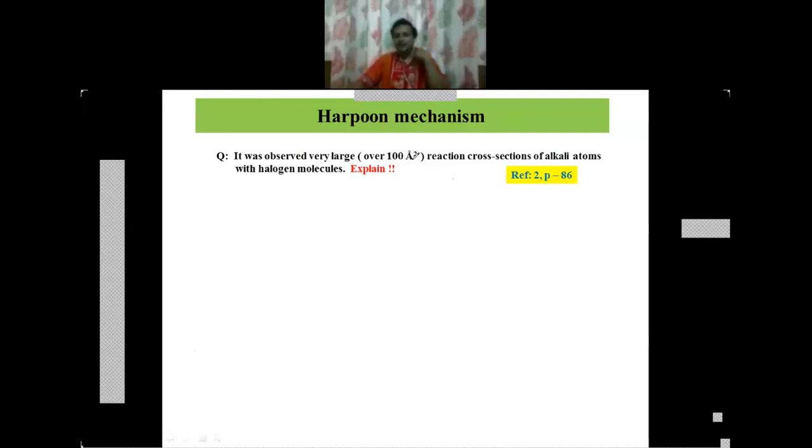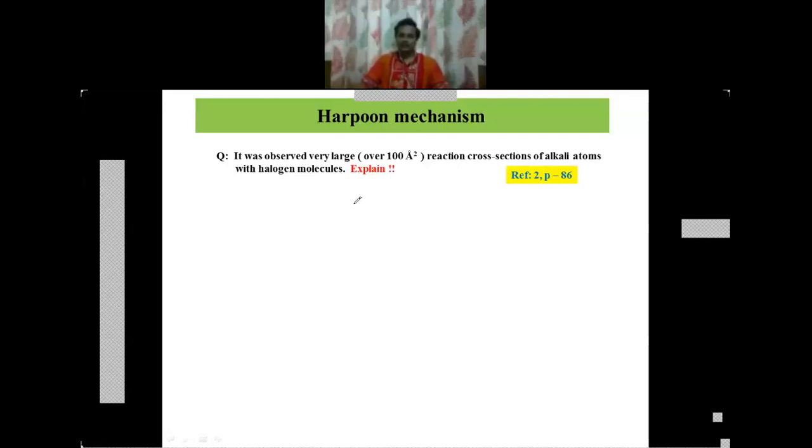I mean, you can think about this as larger compared to a normal reaction. Now how do we really explain this? This was done by Michael Polanyi long back, and it was kind of a flame experiment. He observed that these cross sections are much larger than normal reaction cross sections. Then he tried to explain this using the Harpoon mechanism, right.